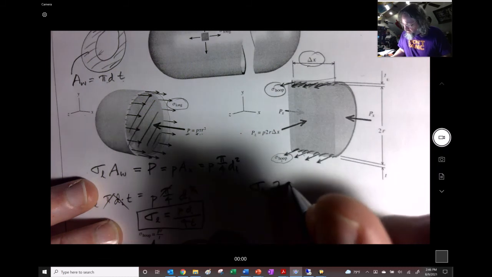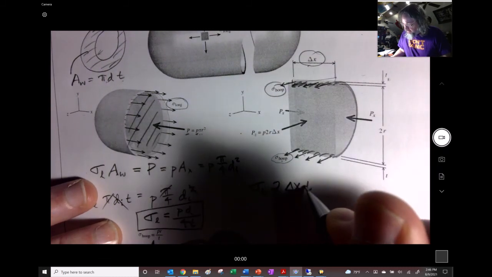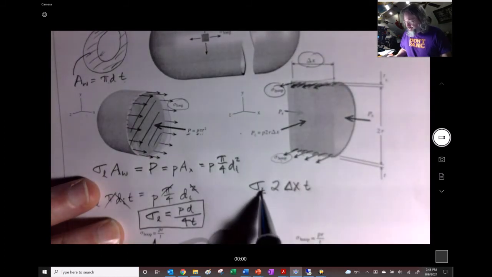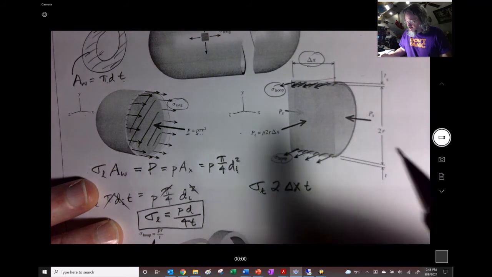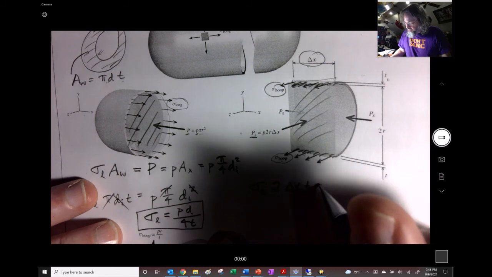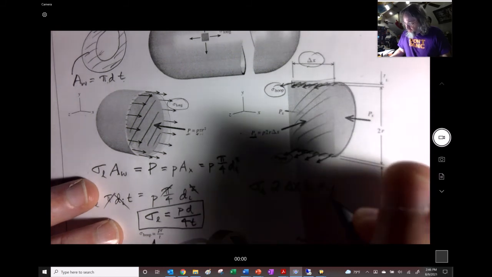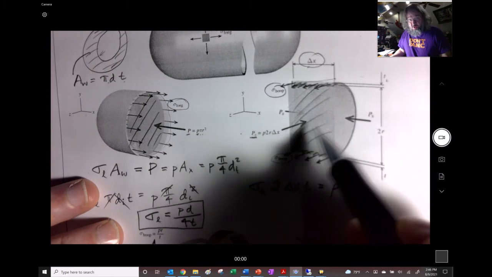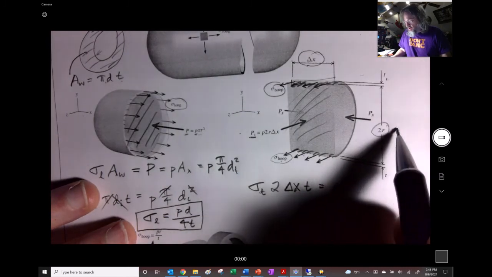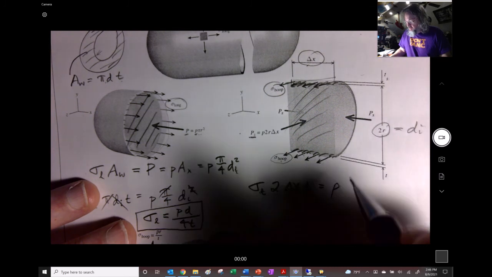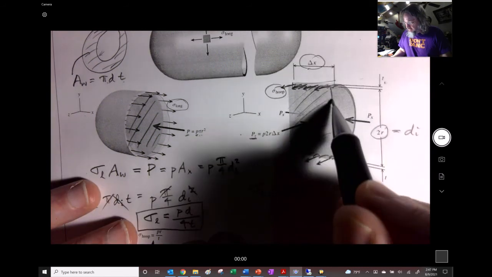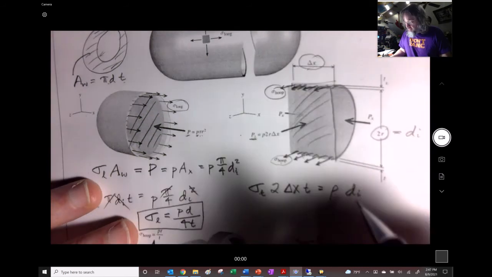So we have delta x times the thickness, right? It's just a rectangle here and a rectangle here, and here's the stresses in both of them. Well, that thing is fighting against the internal pressure of the thing, right? The internal pressure times this area right here, which is going to be, well, they're showing it as 2R, but that's just this DI, right?